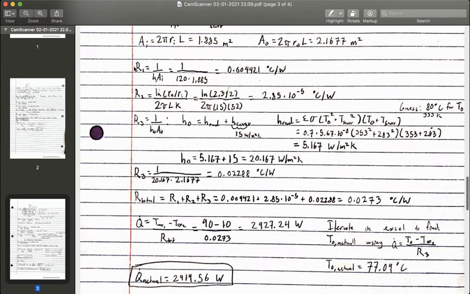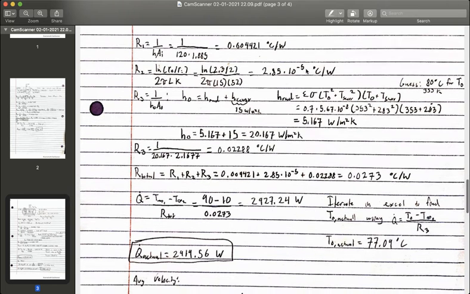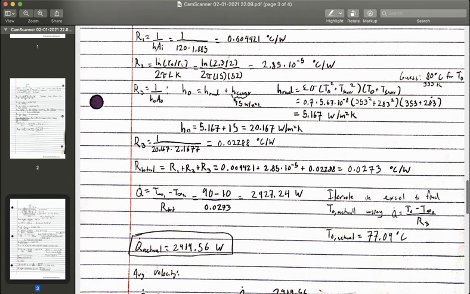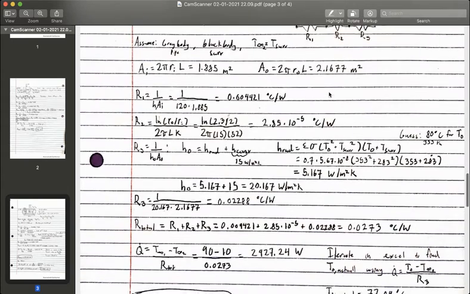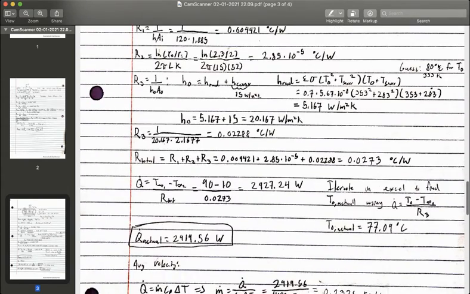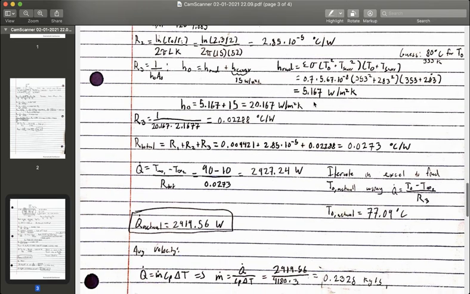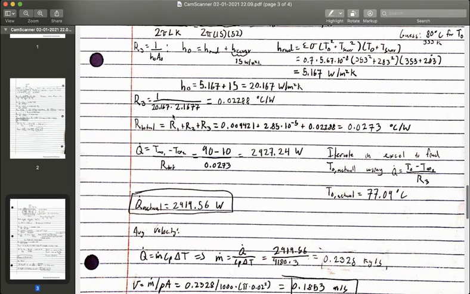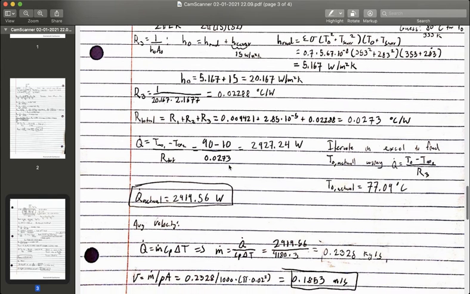And then again, solve for all our resistances. This time we're going to use that cylinder resistance. And then also, this time it's different because we do have to take into account the radiation heat transfer coefficient. So that's solved with this equation here, which we mostly have, except for the temperature that we need here. And so we're going to have to guess at that, and I'm going to go with a guess of 80 degrees Celsius. And then we add up all of our resistances to get the total resistance and use that to find our overall heat transfer.